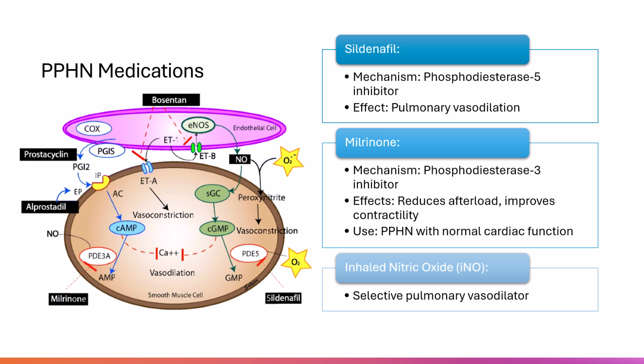Inhaled nitric oxide is the gold standard treatment, providing selective pulmonary vasodilation without systemic effects. We'll talk more about iNO when we cover respiratory medications, but remember that it's specifically indicated for hypoxic respiratory failure with evidence of pulmonary hypertension.